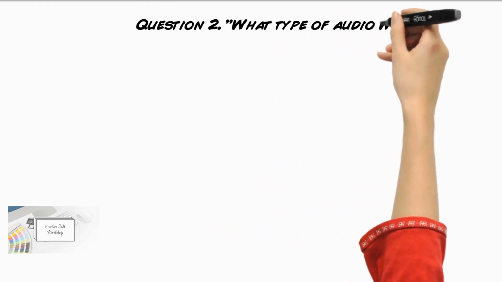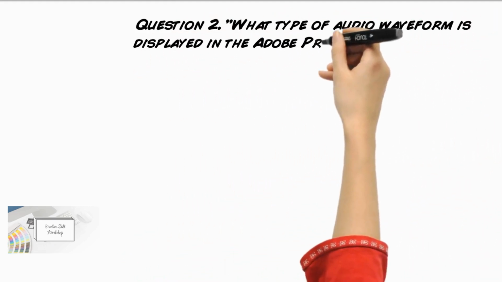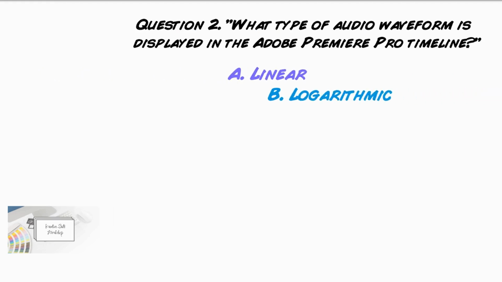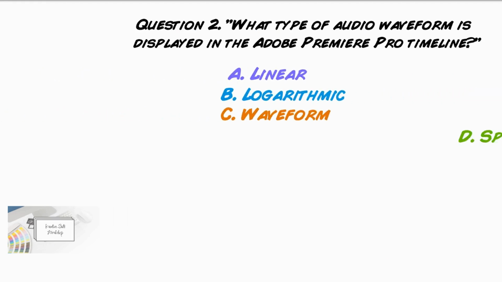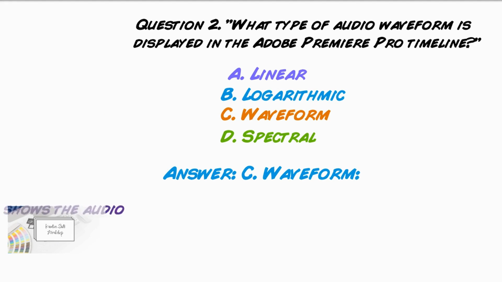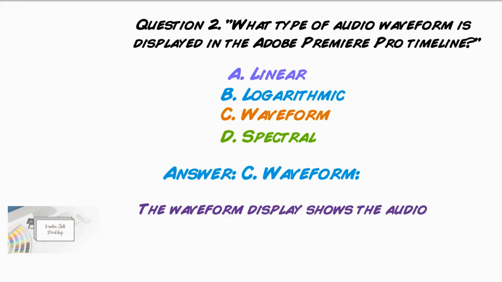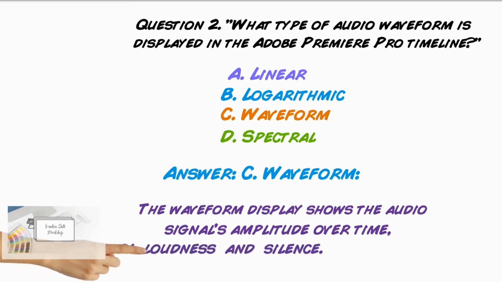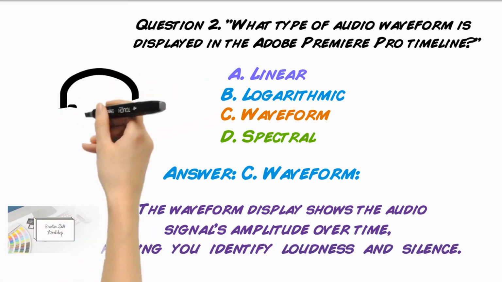Question 2. What type of audio waveform is displayed in the Adobe Premiere Pro timeline? A. Linear. B. Logarithmic. C. Waveform. D. Spectral. Answer: C. Waveform. The waveform display shows the audio signal's amplitude over time, helping you identify loudness and silence.